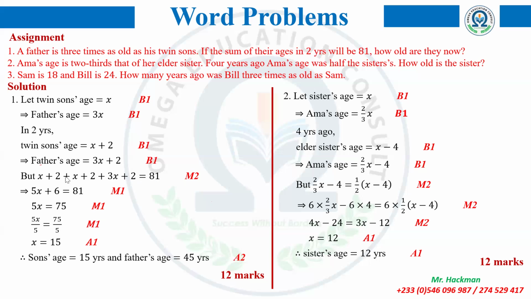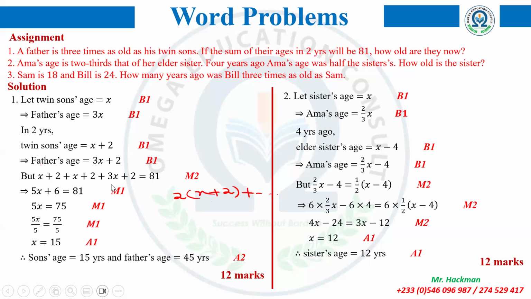81. Or better still, someone could have written, because we are looking at twin sons, so they are 2, twice the age of one twin, which gives us 2 times x plus 2, then plus the father's age. In any case, it will be the same as what we have here. So your ability to form this, where the knot is, will land you at the correct answer. You forming this will attract M2.